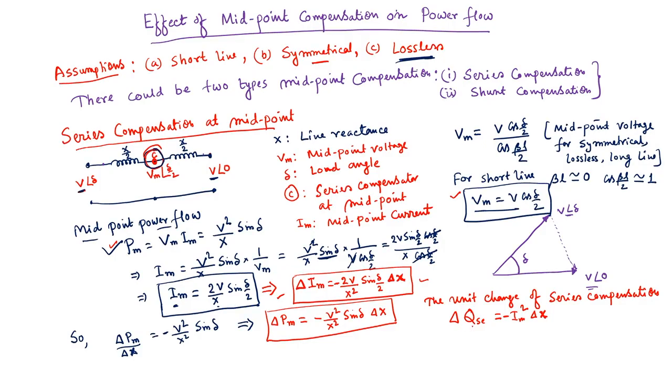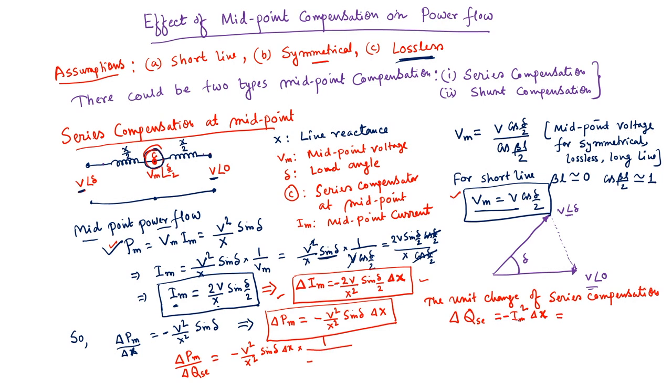And if we take a ratio of this del P m to del Q SE, that gives us the ratio of the change of active power flow due to the unit change of the series compensation. So, this can be obtained as minus v square divided by x square sin delta del x, multiplied by 1 upon del Q SE, which is this. So, minus I m square.